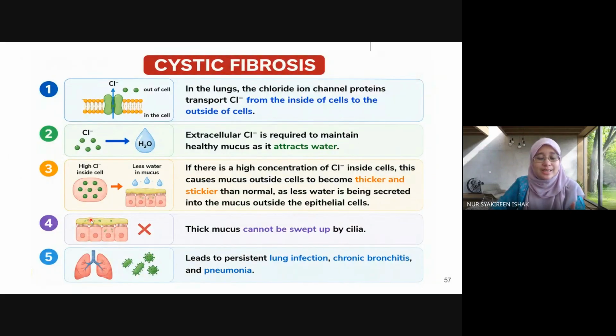The mucus initially is to trap pathogens and contaminants, but if the mucus builds up, all those contaminants, viruses, and pathogens will stay in your respiratory tract. So it causes infection. This leads to persistent lung infection, chronic bronchitis, and also pneumonia.